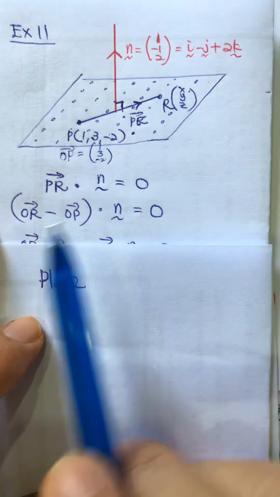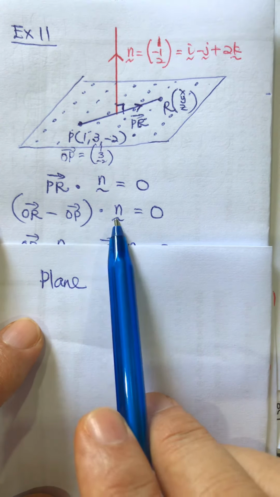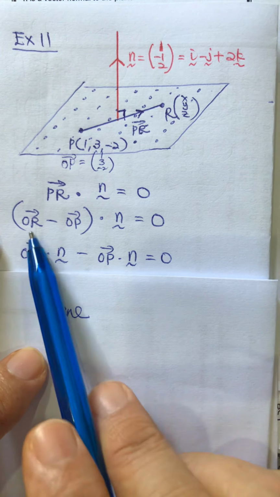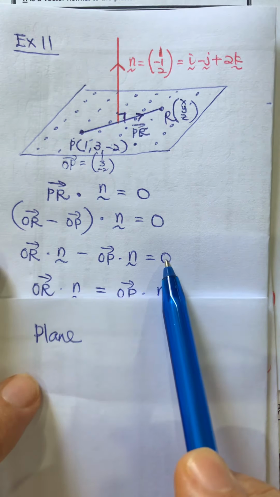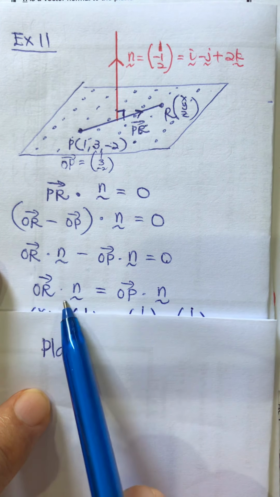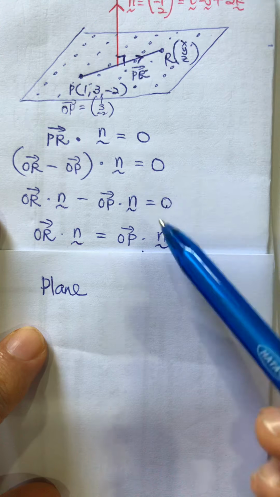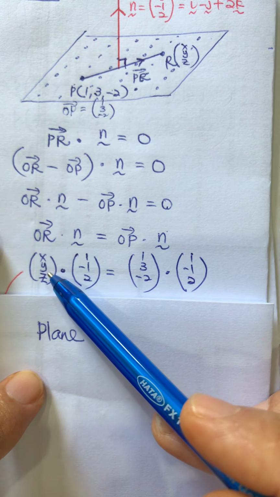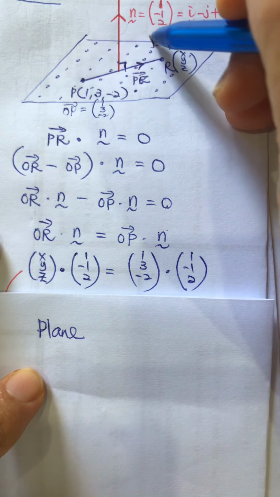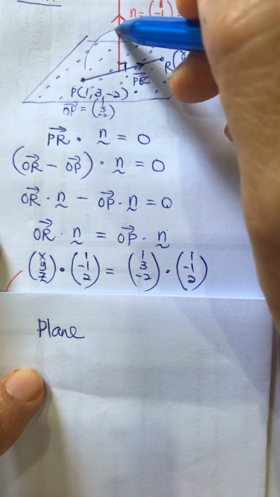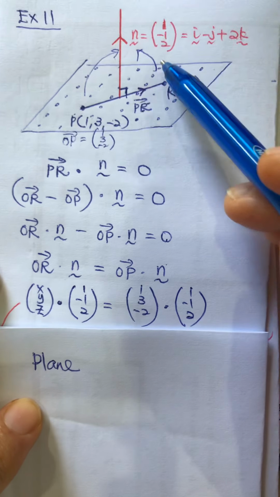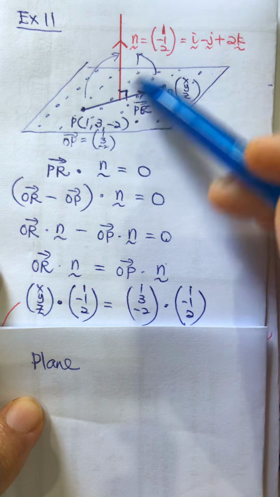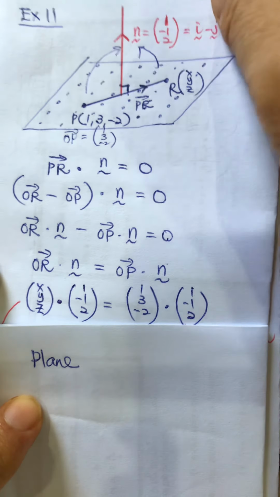So therefore you have (OR minus OP) dot with N equal to 0. And then OR dot N minus OP dot N equal to 0. So that means OR dot N equals OP dot N. So what is OR? This is R. We call it R, dot with N, the same as OP dot with N. This is R dot N equals OP dot N if you want to find the equation of this plane.